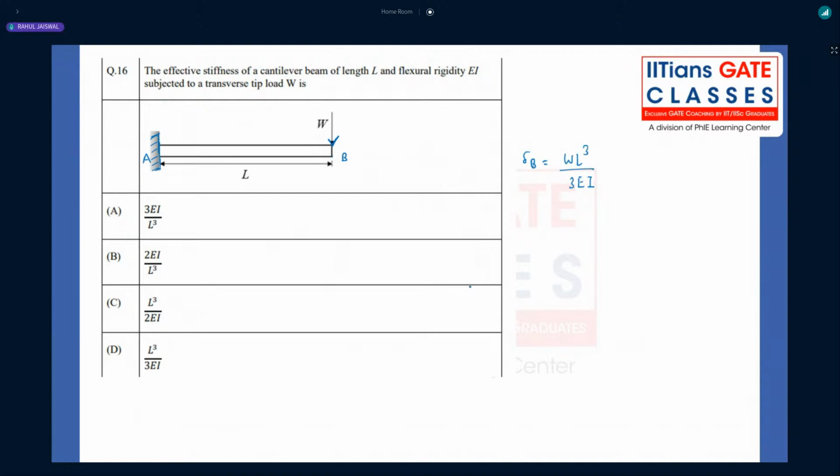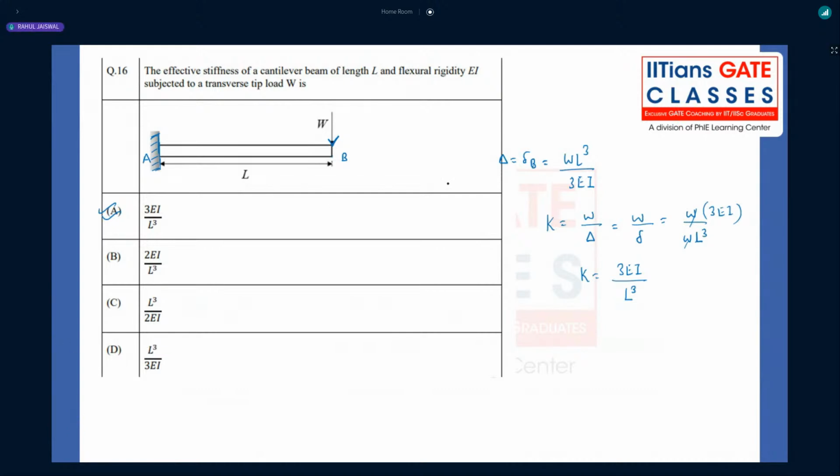Once we know the deflection, how can we relate it to stiffness? We know that stiffness can be written as W by delta. So here I can write W divided by W L cube by 3EI. So what will be the answer? 3EI by L cube. So this is one of the easiest questions you will get in strength of material in the GATE exam.